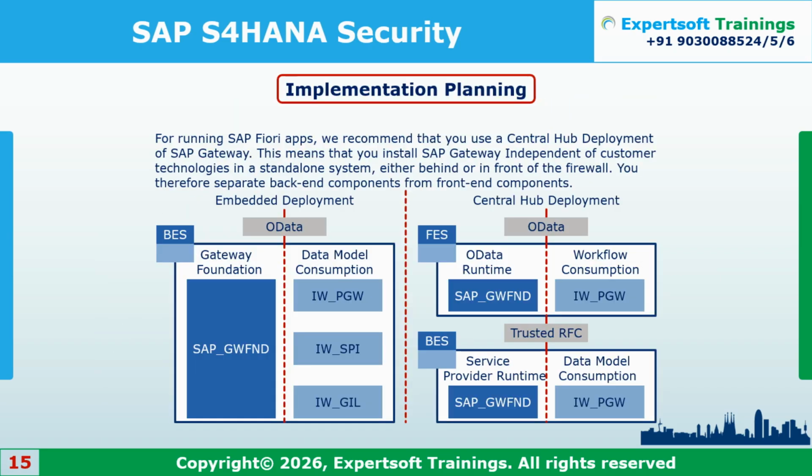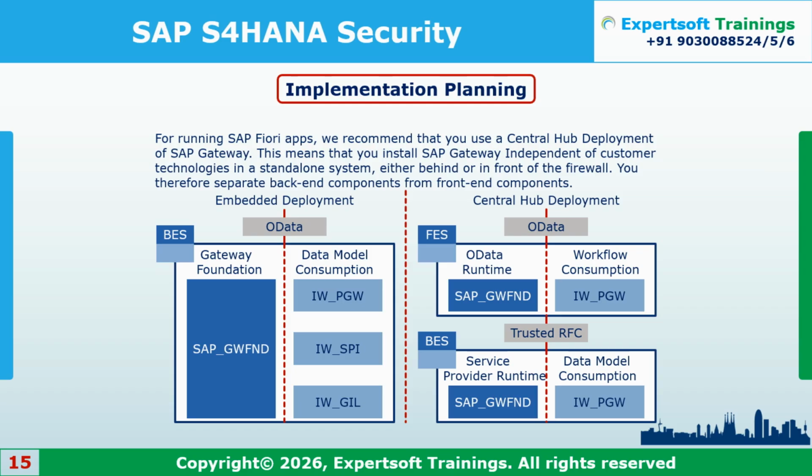And this is very important here, implementation planning. We have two implementation plannings here, that is embedded deployment and central hub deployment. Some projects we are using embedded deployment, some projects we are using central hub deployment. Embedded deployment is nothing but both systems, Fiori and S4HANA, both are available in the same box, same system. But coming to the central hub, there are different systems.